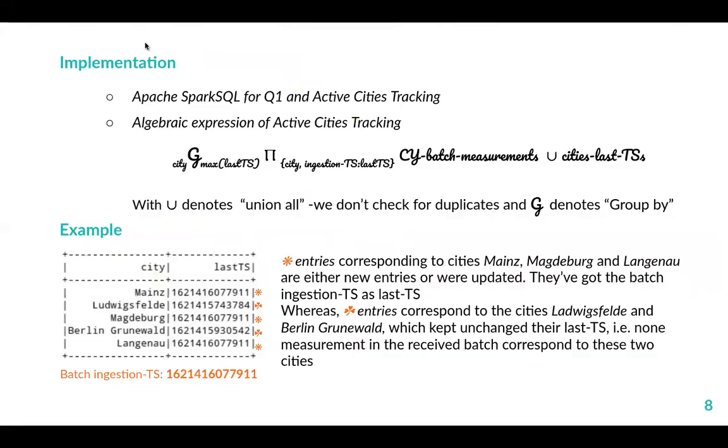As I mentioned earlier, I used Apache Spark SQL for Q1 and active city tracking. Here is an example of an algebraic expression for active city tracking. So first of all, I perform a projection of current year batch measurements on city and timestamp. And I perform a union all with the city's last timestamps. Then we group by city and calculate the max. The star entries in that example correspond to cities like Mainz, Magdeburg, and Langenau, which are either new entries or were updated. They've got the batch ingestion TS as last TS. Whereas the clover entries correspond to cities like Ludwigsfelde and Berlin, which kept their last TS unchanged, so no measurements in the received batch correspond to these two cities.